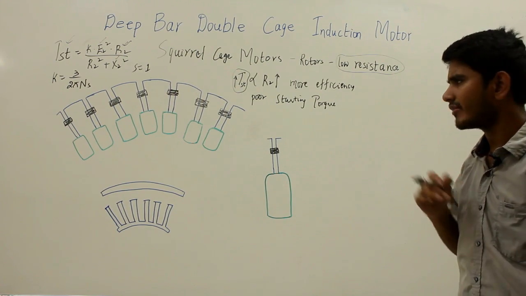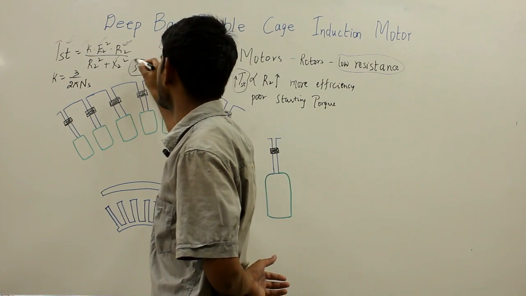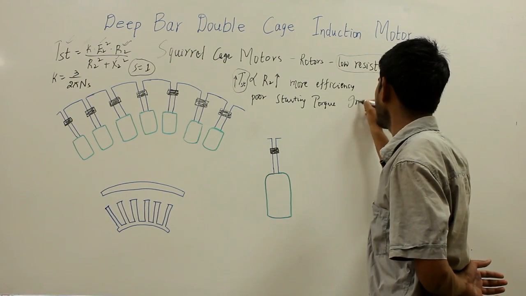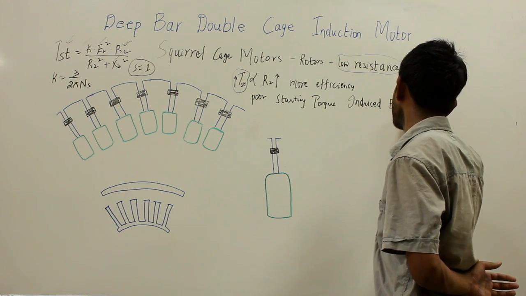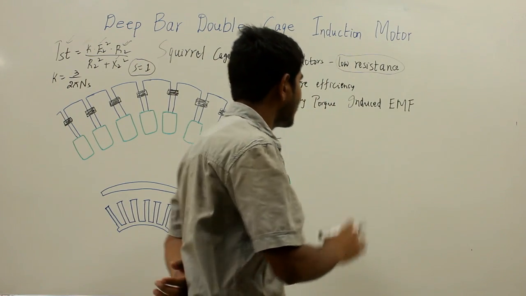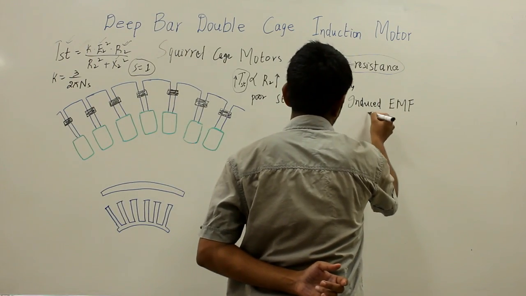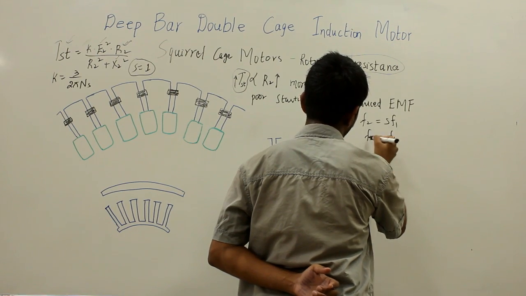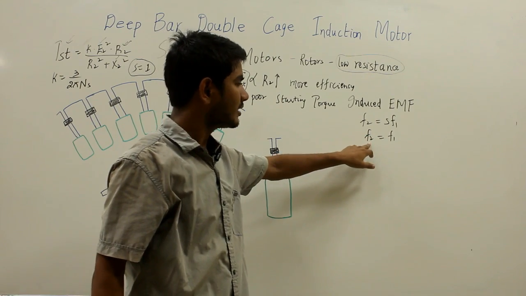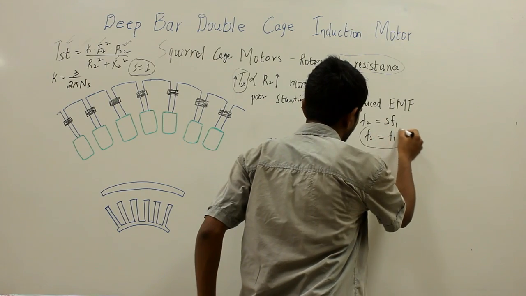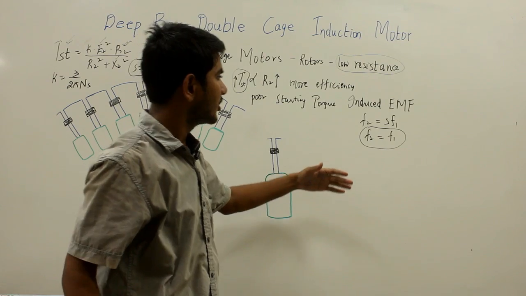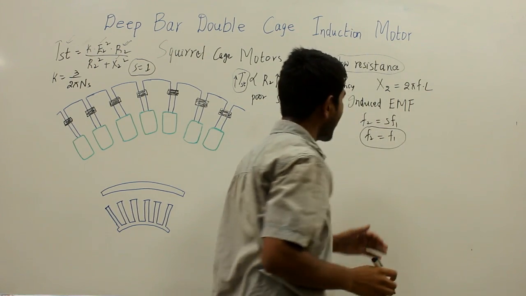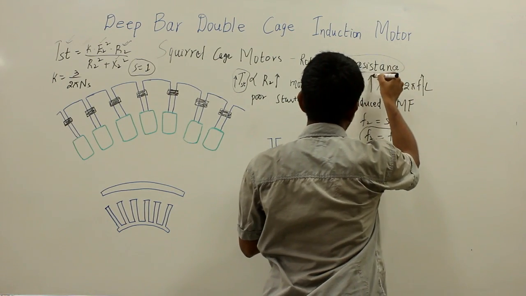At the time of starting, that is the standstill condition, the slip S is equal to 1, and the induced EMF in the rotor bars will have the same frequency as the supply frequency. If F2 is the induced frequency, then at standstill, when the slip is equal to 1, the rotor frequency is equal to the supply frequency. The rotor inductive reactance is given by 2 pi f into L, so with the higher frequency you have a higher rotor inductive reactance.